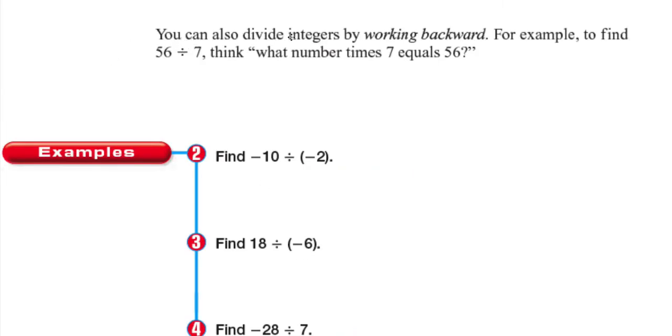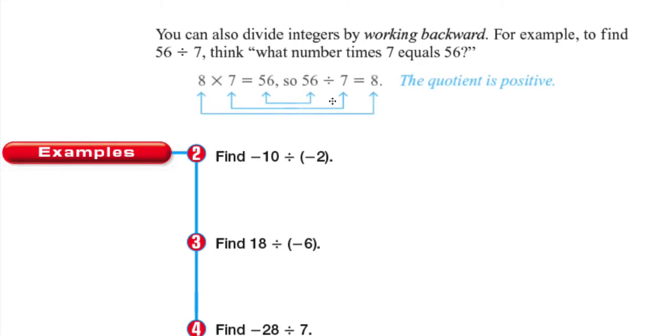You can also divide integers by working backward. For example, to find 56 divided by 7, what number times 7 equals 56? We know that 8 times 7 equals 56, so 56 divided by 7 is equal to 8. In this case, the quotient is positive. We look at it as a multiplication problem: 8 times 7 is equal to 56, so 56 divided by 7 will be equal to 8.